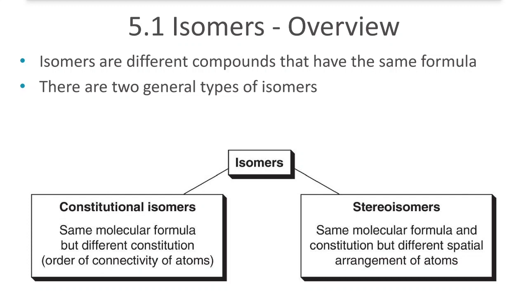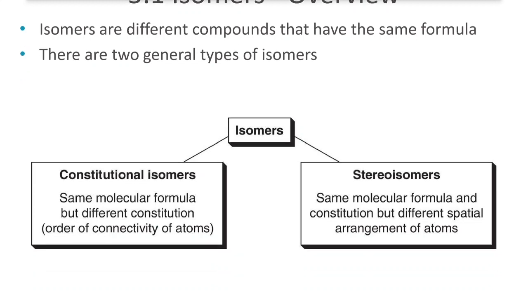So there are generally two different types of isomers that we're going to be dealing with in organic chemistry. There are constitutional isomers and there are stereoisomers. Constitutional isomers have the same molecular formula but a different connectivity of the atoms. So these are completely different molecules. Stereoisomers have the same molecular formula and the same connectivity, but different arrangements in space. So these may be very similar molecules, and we're going to look at the different types of stereoisomers in this chapter.